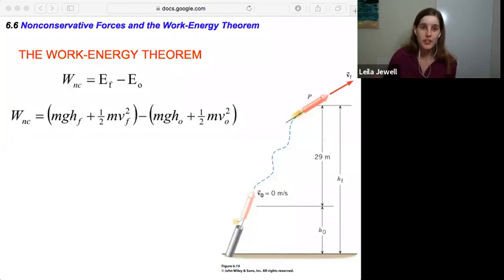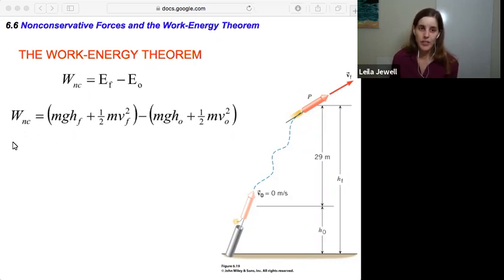Section 6.6, non-conservative forces and the work-energy theorem. So once again, looking at the work-energy theorem, it says that the work done by non-conservative forces is the final energy minus the initial energy. And we know that the final energy consists of final potential energy plus final kinetic energy. The initial energy that's being subtracted from the final energy is the initial potential plus the initial kinetic energy.